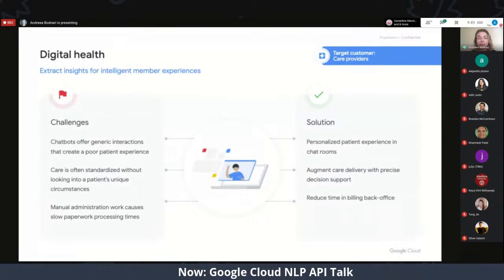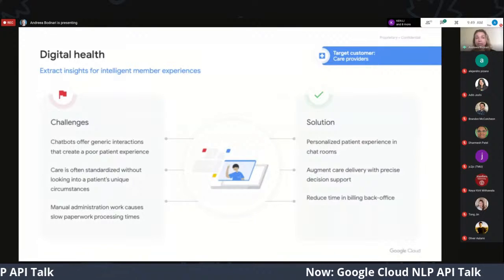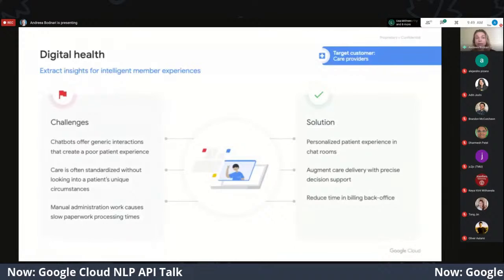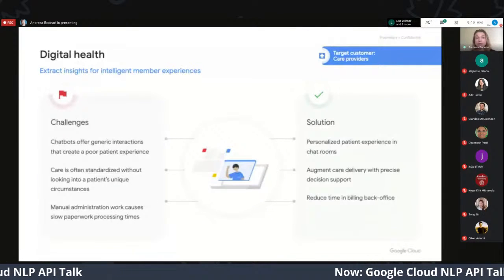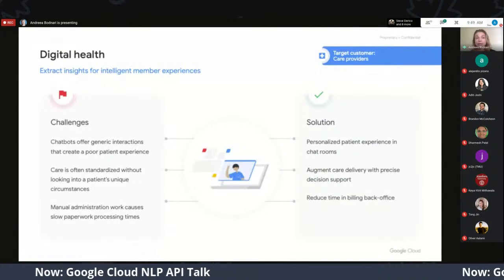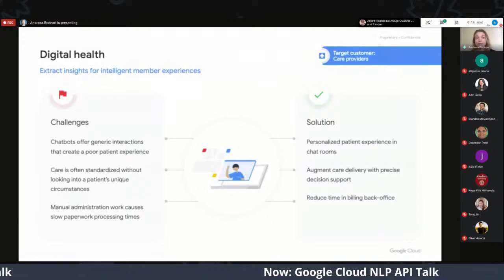The fundamental challenges in digital health are that chatbots offer generic interactions, and that creates a poor patient experience. Care is often standardized without looking into the patient's unique circumstances, and manual administration work causes slow processing times, and that leads to, again, a bad patient experience.